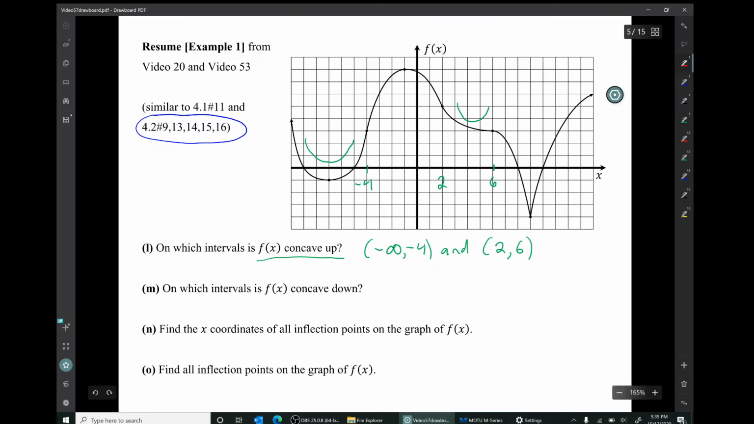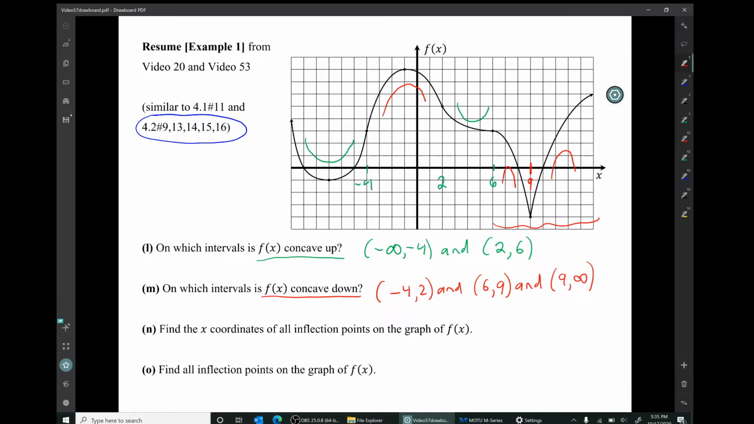Question M. On which intervals is f of x concave down? Well, I'll draw downward facing bowl shapes on those parts of the graph. Now we have to give an answer in terms of intervals here. Notice that I have to break this interval up into two. I cannot say 6 comma infinity.